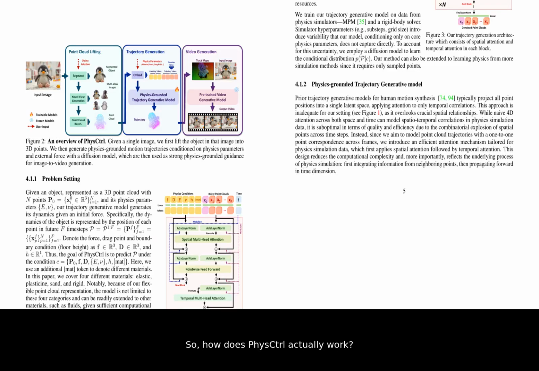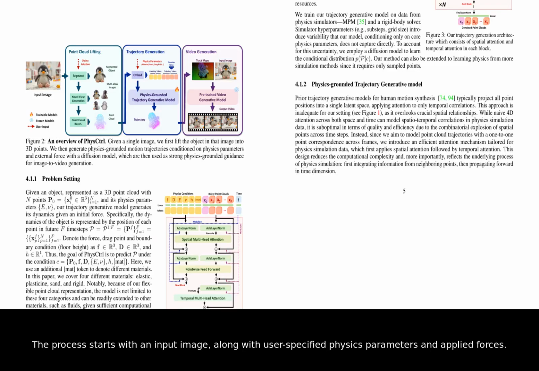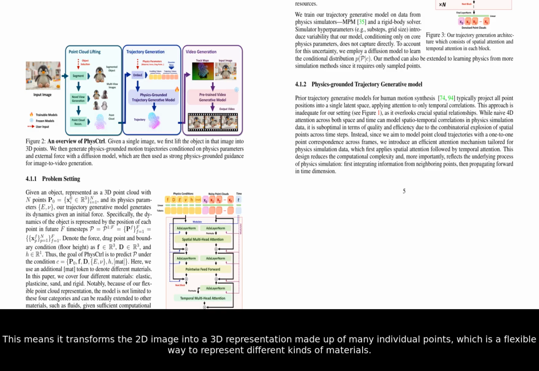So, how does PhysCtrl actually work? The process starts with an input image, along with user-specified physics parameters and applied forces. First, as depicted in Figure 2, the system lifts the object from the input image into a 3D point cloud. This means it transforms the 2D image into a 3D representation made up of many individual points, which is a flexible way to represent different kinds of materials.